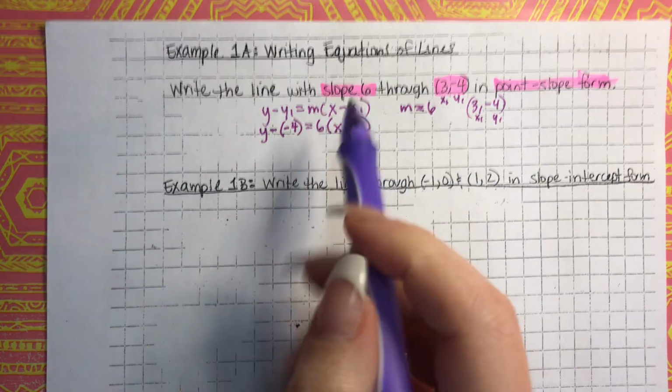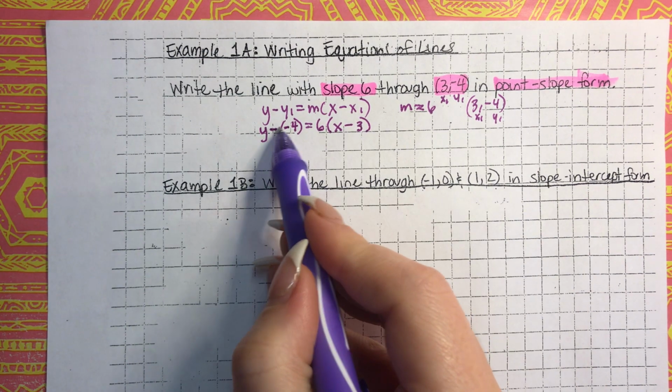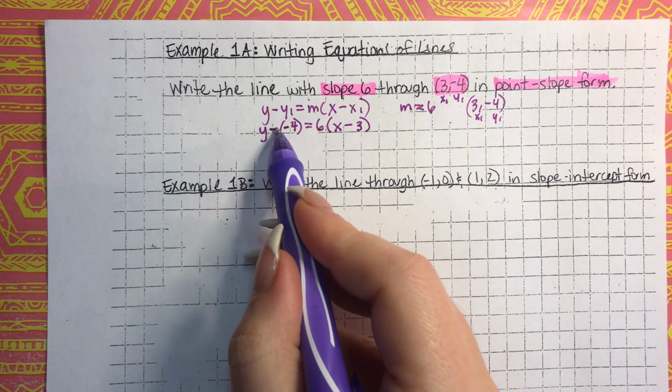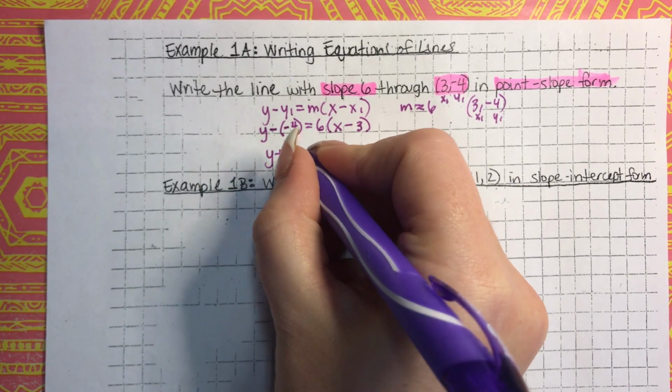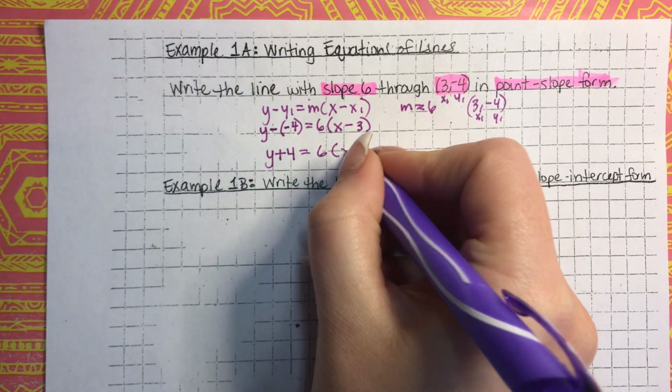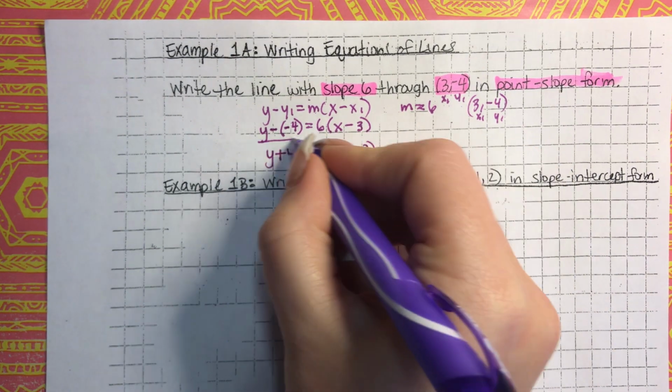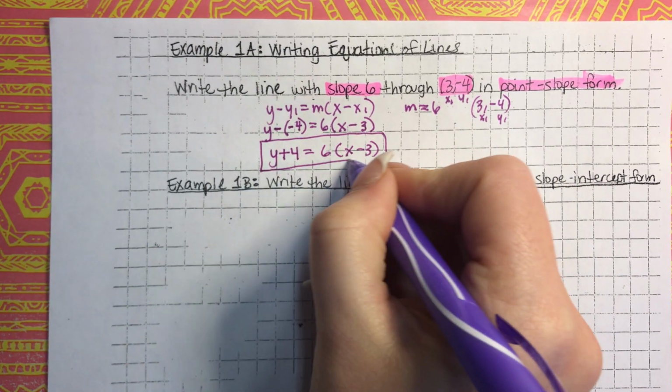Okay, then I'm just going to simplify, but the only thing I need to simplify are those two negatives. When those two negatives are that close, they become positive. So my answer ends up being y plus 4 equals 6 multiplied by the quantity x minus 3. And that is it. That is my answer in point slope form.